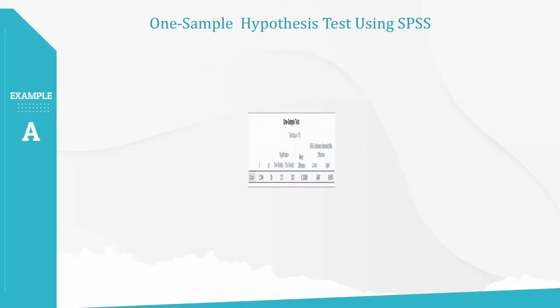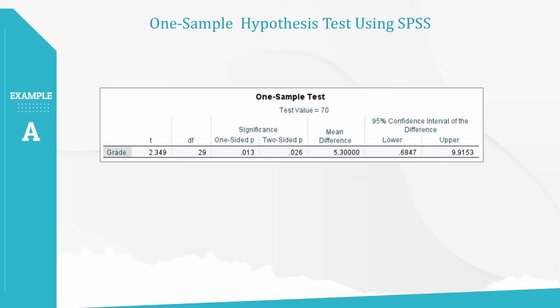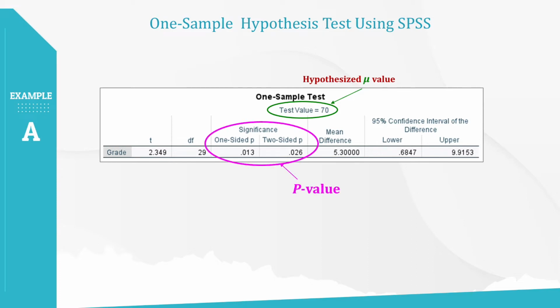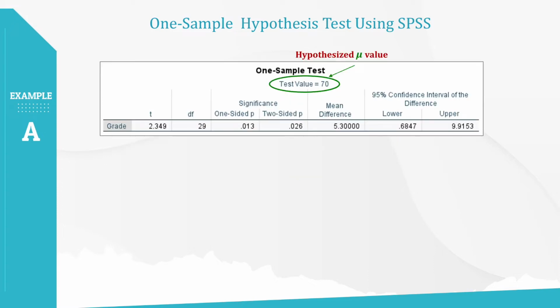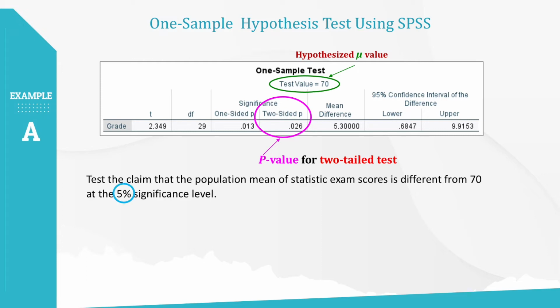Here is the output table from SPSS. You can see the test value 70. The notation for p-value is significance in either one-sided or two-sided case. Since we are performing the two-tailed test, we take p-value 0.026 from the two-sided column. For the alpha value, we can read 5% significance level in the question, so the alpha should be 0.05.